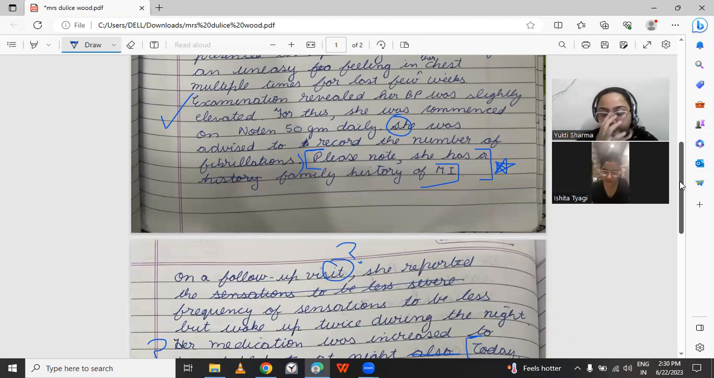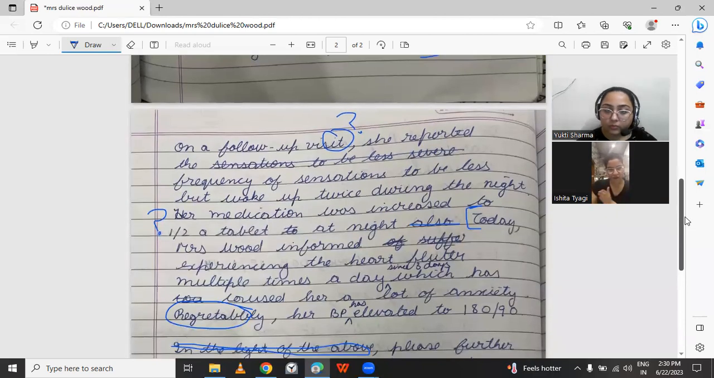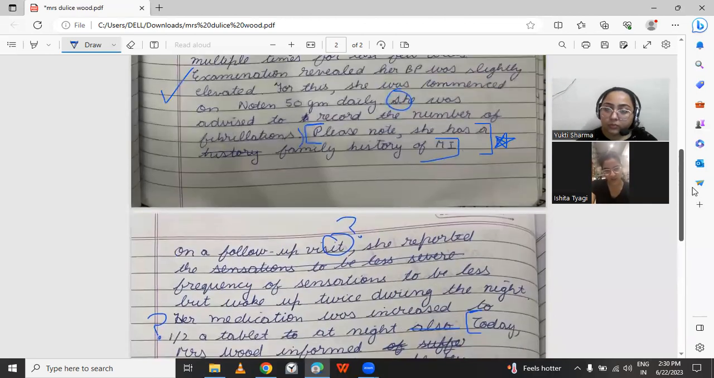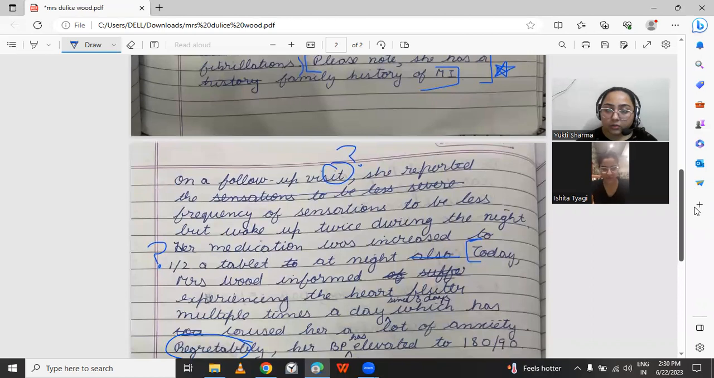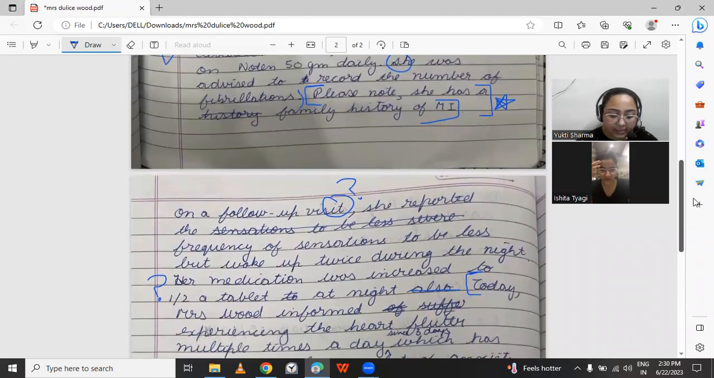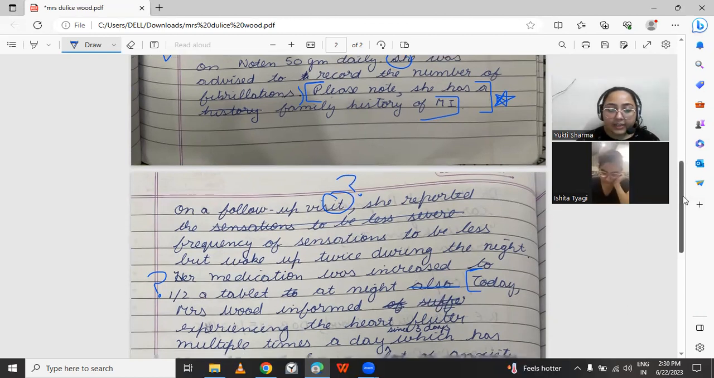Actually, the way I've written this sentence, I don't think it is correct because what I'm saying is her medication was increased to half a tablet. It seems like it has been increased to half a tablet and not another half has been added. Are you following me? Because she also already had to take half a tablet in the morning. I have added half a tablet at night, but I couldn't form this sentence properly. So you can say that the dosage of her Noten medicine was increased by half a tablet at night. Right. That's right.